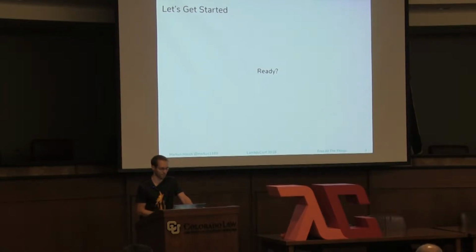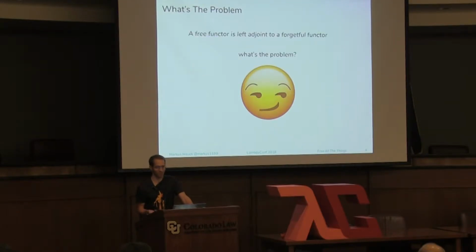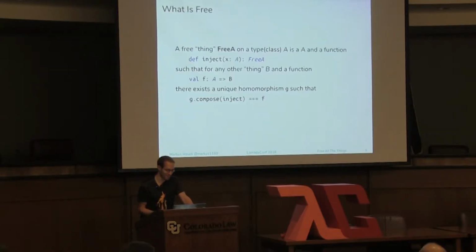Okay, so let's get started. If you look for the definition of what a free functor is, well, a free functor is left adjoint to a forgetful functor. Easy, right? So we already got our meme there.